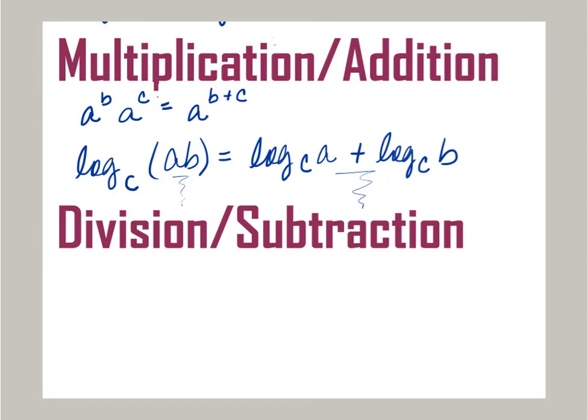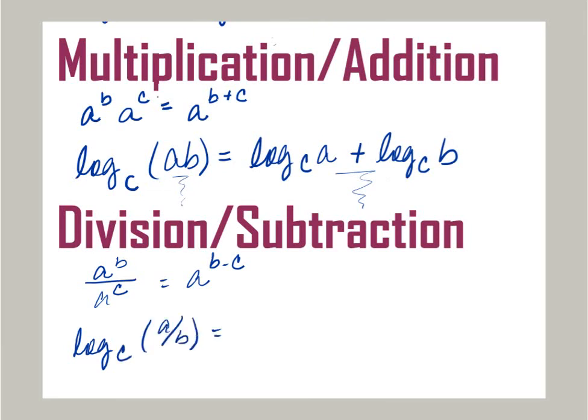Well, let's again go back to the exponentials. a to the b over a to the c is a to the b minus c. You subtract exponents in this position. So what do you think would happen with log base c of a over b? Well, you're going to end up with log base c of a minus log base c of b.